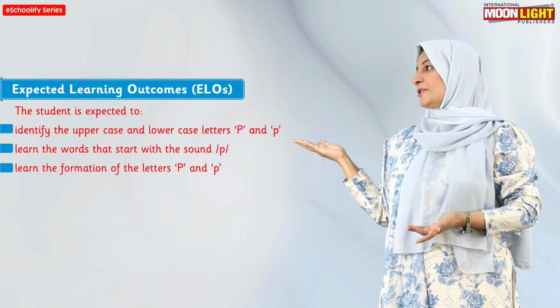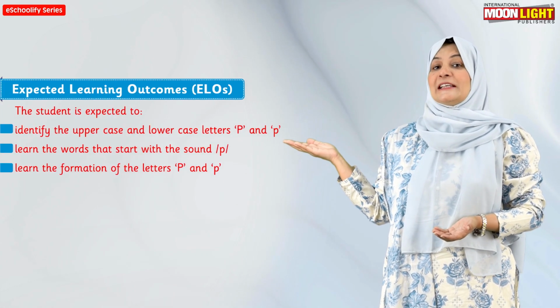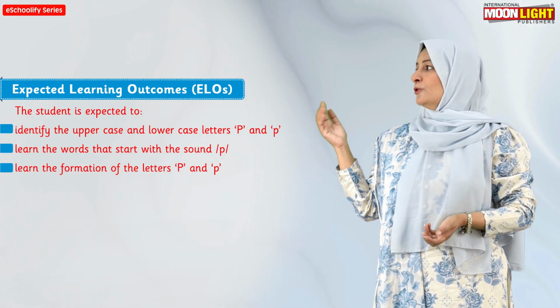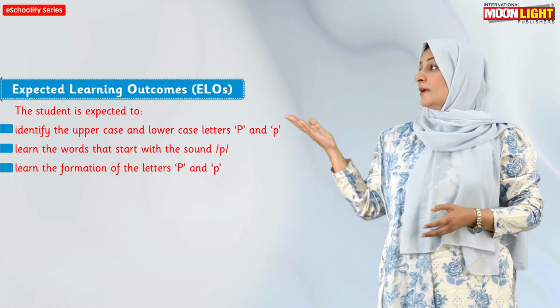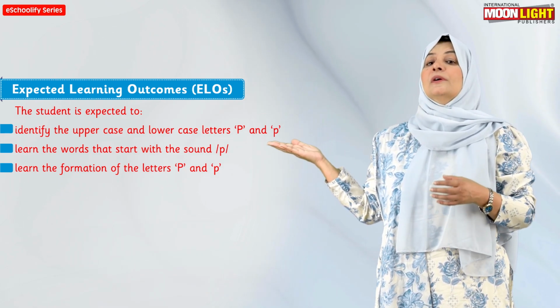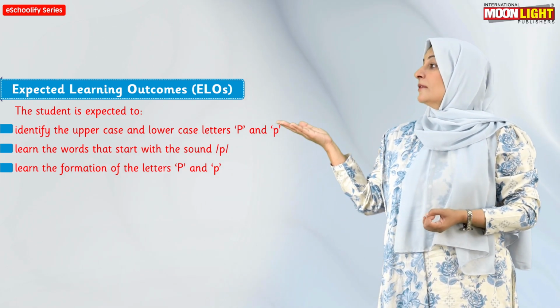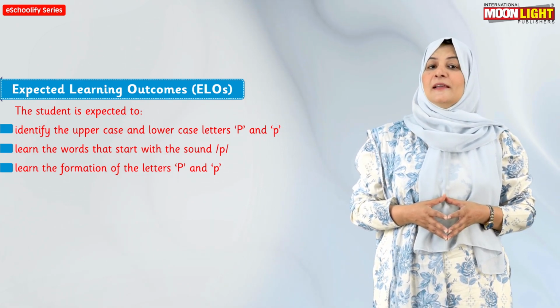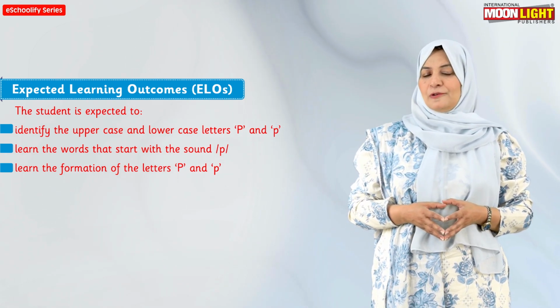Our today's lesson is about uppercase and lowercase letter P. Expected learning outcomes are: the student is expected to identify the uppercase and the lowercase letter P, learn the words that start with the sound P, and learn the formation of the letter P, uppercase and lowercase.